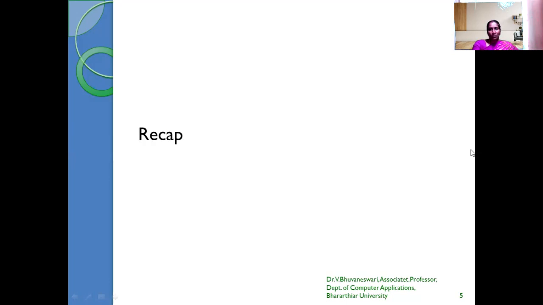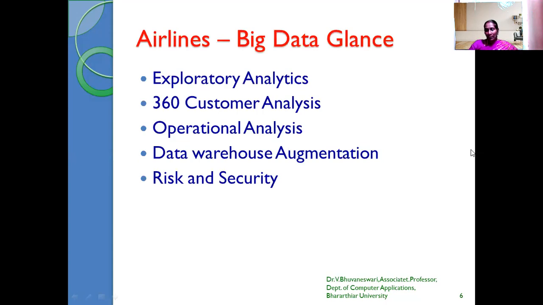Shall we move into the session on big data use cases? Use cases are nothing but what we call applications. And the first application that we are going to deal with is going to be airlines. Airlines and big data at a glance. So where does this use case of airlines fit in?